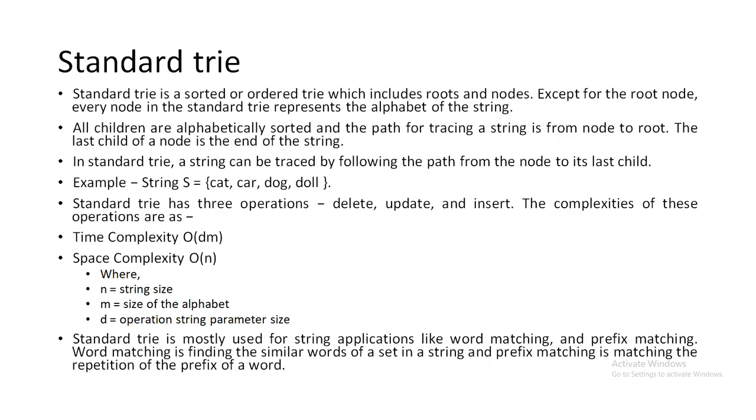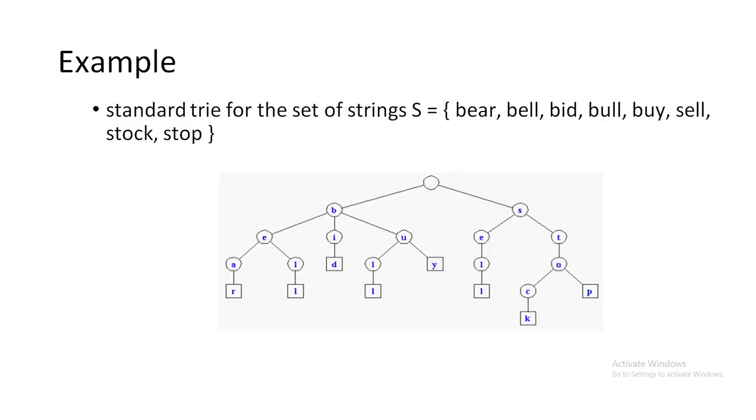Standard trie, which is a sorted or ordered trie, includes the root and the nodes. Except for the root node, every node in the standard trie represents an alphabet. All children are alphabetically sorted. For example, cat, car, dog, and doll: based on the alphabetical order, the elements are sorted. There are three operations: delete, insert, and update. Time complexity is O of dm. M is the size of the alphabet, D is the operation string parameter size, and N is the string size.